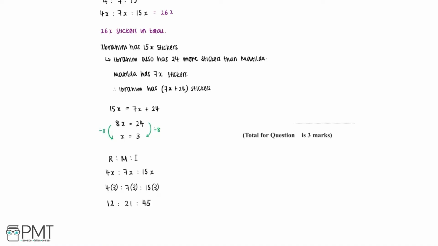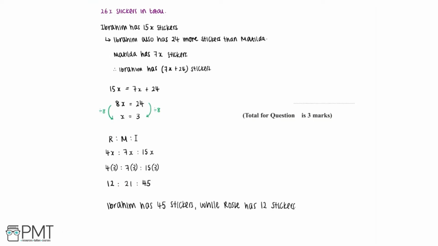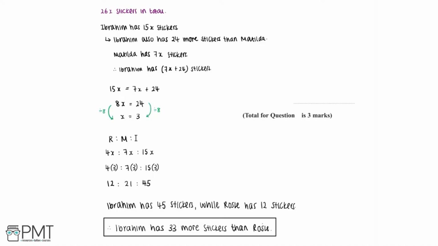Now in this question, we were asked to find out how many more stickers that Ibrahim has compared to Rosie. We can see that Ibrahim has 45 stickers, whereas Rosie has 12 stickers. 45 take away 12 is equal to 33. And so we can say that Ibrahim has 33 more stickers than Rosie does.